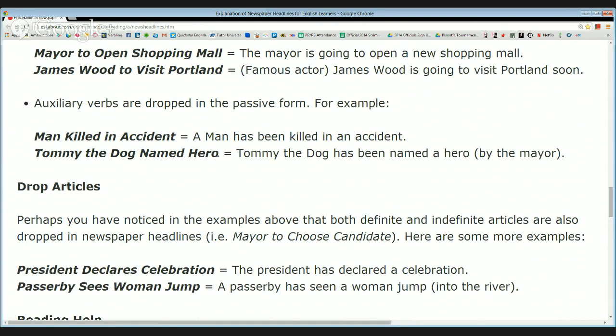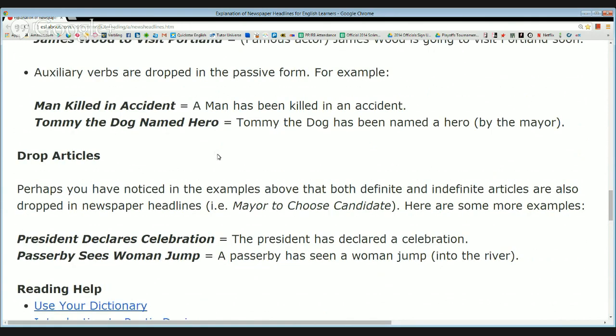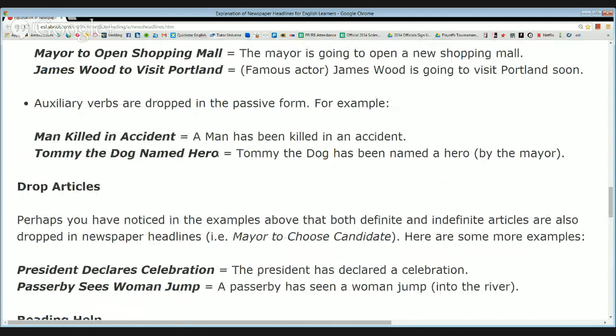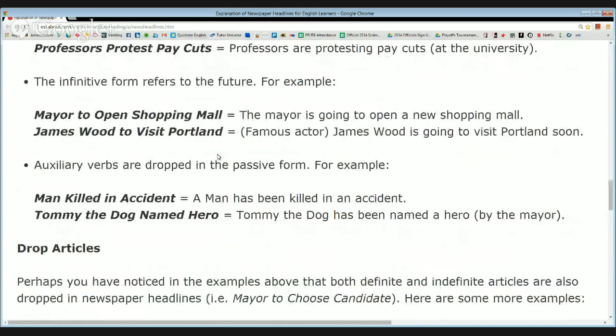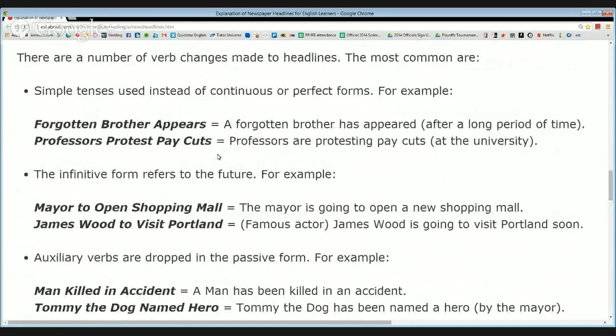Okay. Does anyone have any other questions about these last few, dropping the articles, changing the tenses, before we go into looking at some real headlines and practicing these.